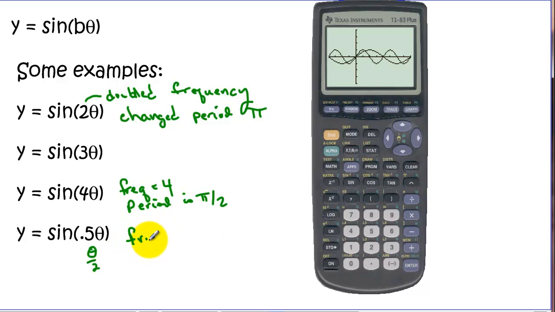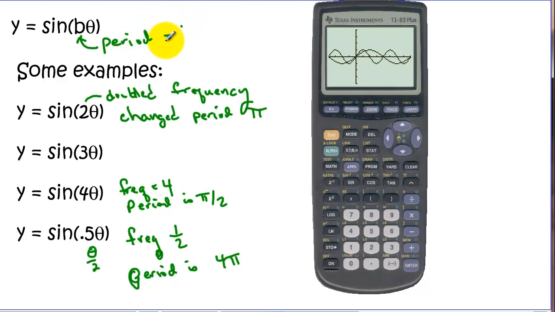So now our frequency, meaning the number of patterns in 2 pi, is now a half, or our period is now 4 pi. So B here didn't affect the amplitude, it affects our period, and the new period is going to be 2 pi divided by B. So in this case 2 pi divided by 2 was 1 pi. Here 2 pi divided by 4 was pi over 2, and here if we took 2 pi divided by a half, we would get 4 pi.